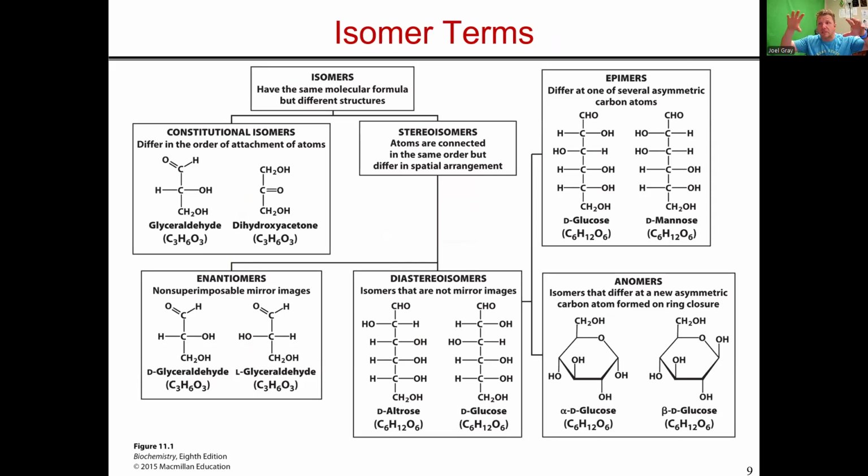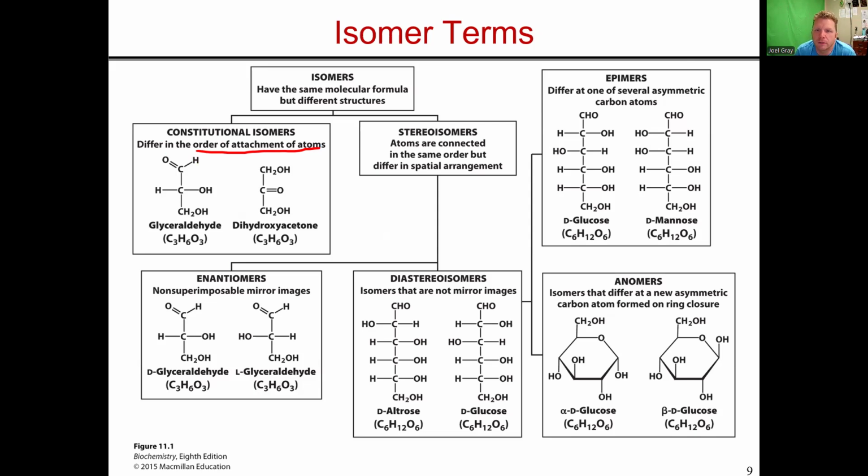Okay, so this is displayed, our umbrella term, isomer. These are molecules that have the same molecular formula, but different structures. There are constitutional isomers, there are stereoisomers. Constitutional isomers differ in the order of attachment of atoms. So glyceraldehyde and dihydroxyacetone are constitutional isomers. Great. They both have the formula of C3H6O3, but the order of attachment differs between them.